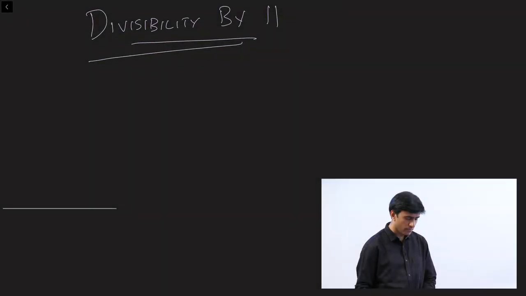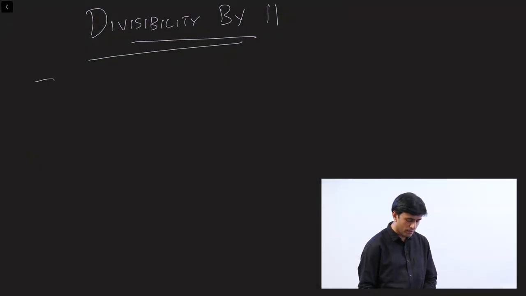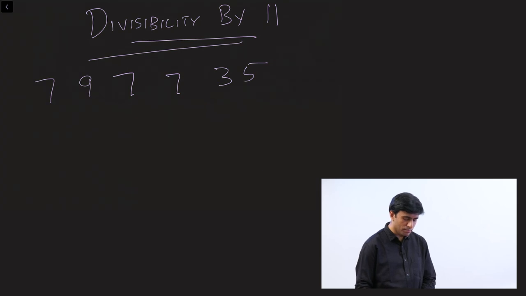Let's look at divisibility by 11. Let's take an example. 7, 9, 7, 7, 3, 5. To see if a number is divisible by 11, you need to find the sum of the two sets of alternate digits, even and odd places. So you have to do this. Take the sum of alternate digits.